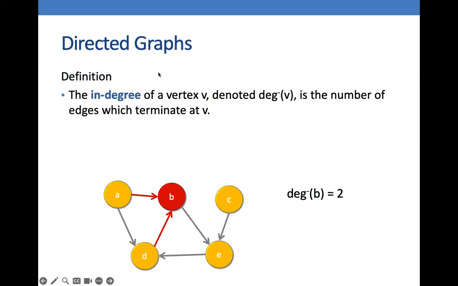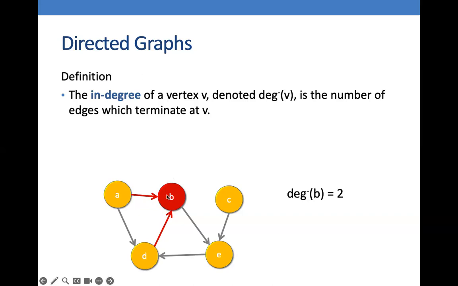The in degree and the out degree. What are these in degrees and out degrees? The in degree of a vertex V, denoted by deg minus of V, is the number of edges which terminate at V. As you already know, in a directed graph there are directions, and the direction is specified by the arrow. If there is an edge between two vertices, then there is an initial and a terminal vertex.